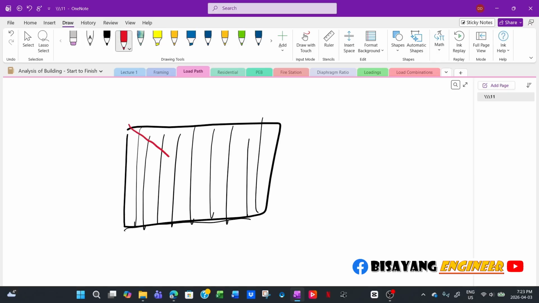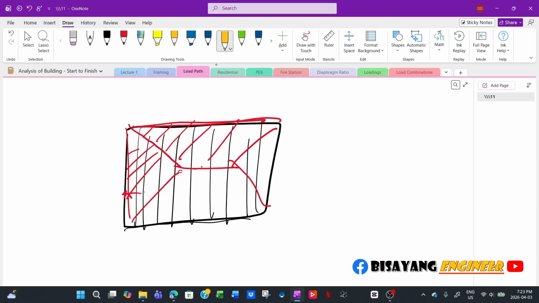Then you have the triangular and trapezoidal distribution. So this area will transfer to this beam, and then this one will transfer to this beam, and this one here, this area will transfer to this beam, and then this area will transfer to this beam, and then you now have the concrete column.